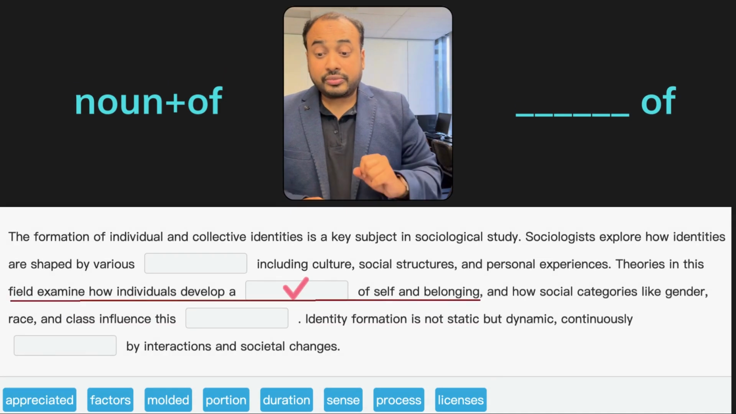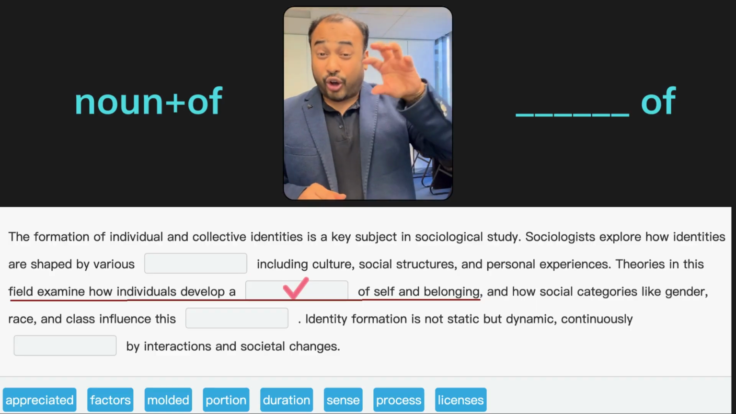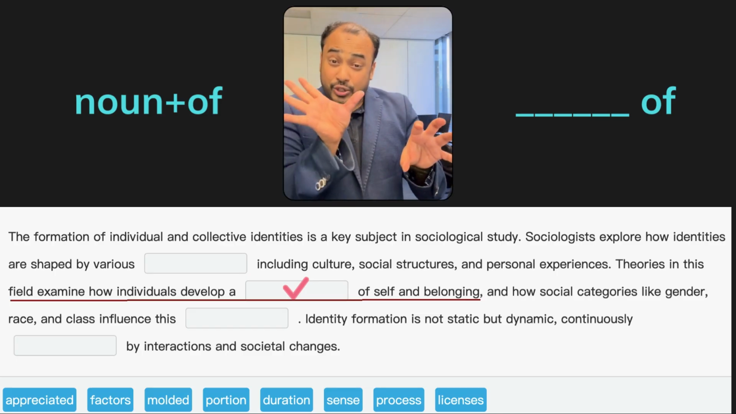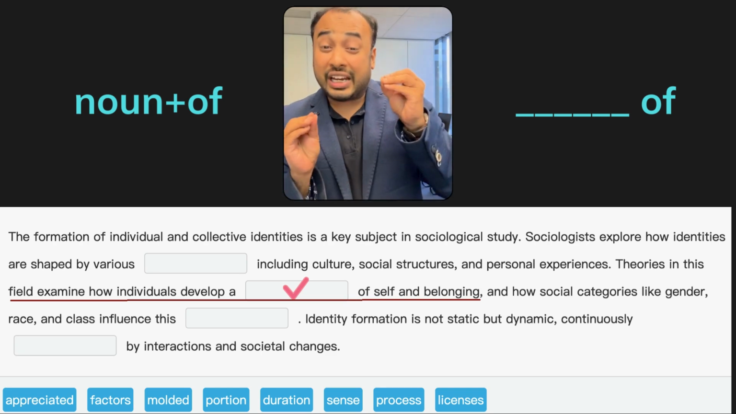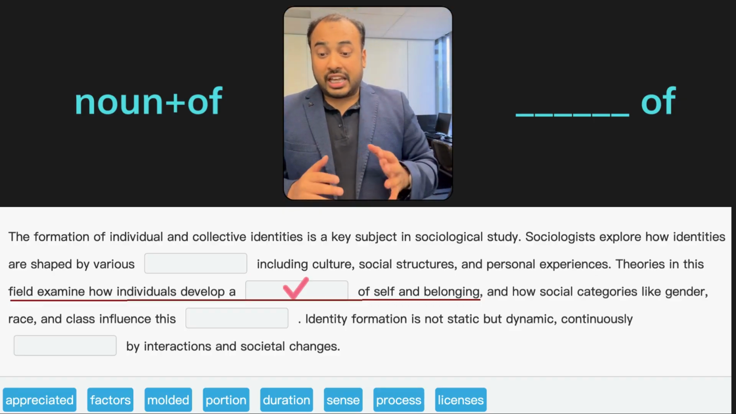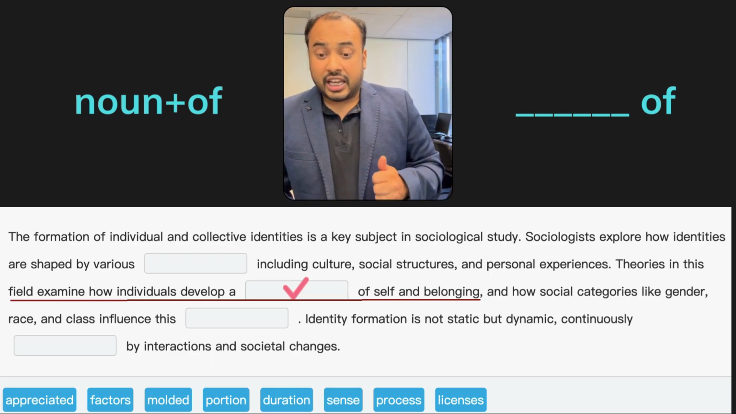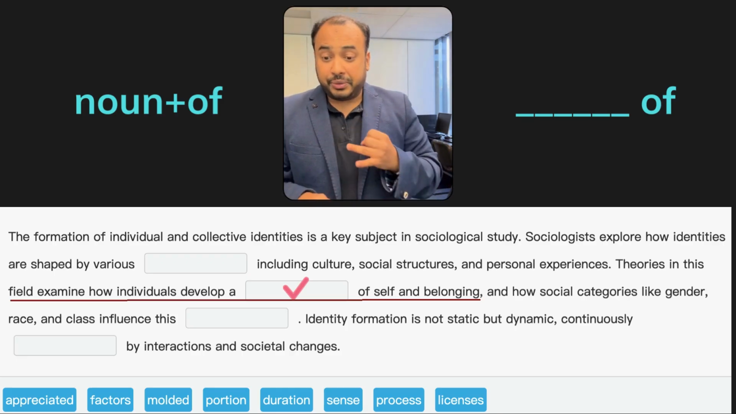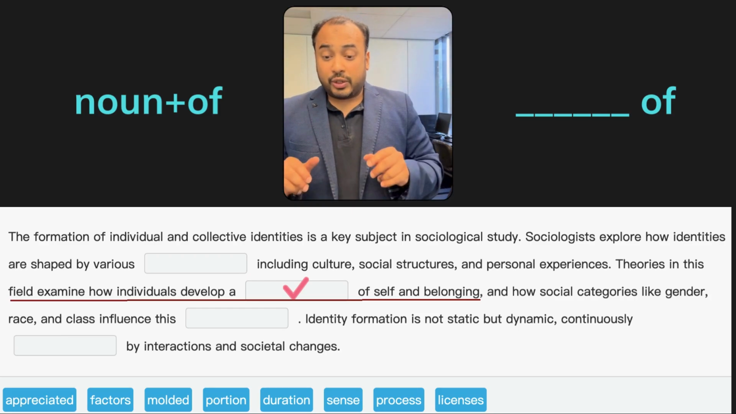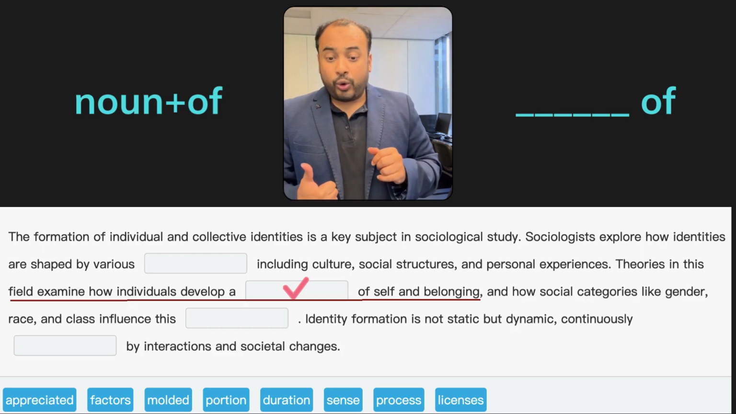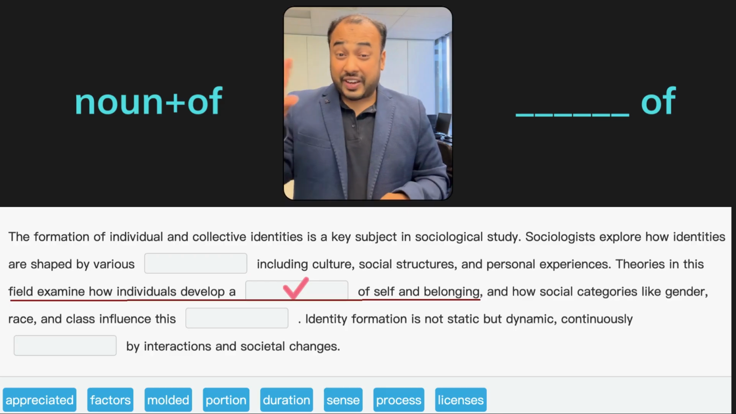Number 2, noun plus of. So again, have a look. Can you see there is a blank and there is of at the back? So blank plus of. Before of, we're looking for a noun. The words that we have below are reaches, appreciated, factors, and molded. Now, molded is a verb, appreciated is a verb, reaches is a verb. So what we have is factors, or we have the word sense. These two are the noun words. Either the answer is factors or sense.